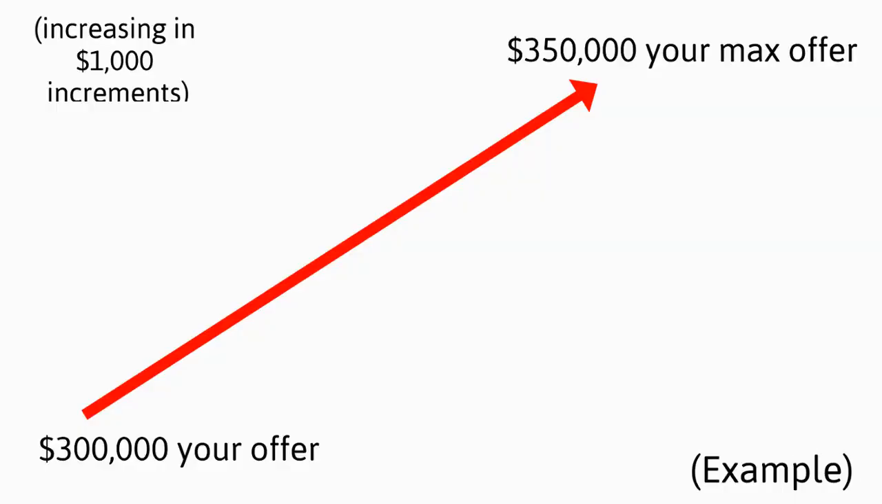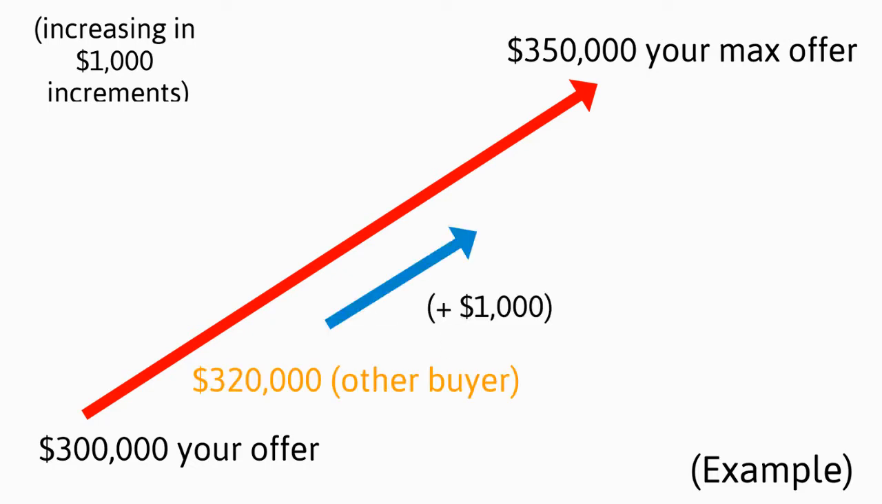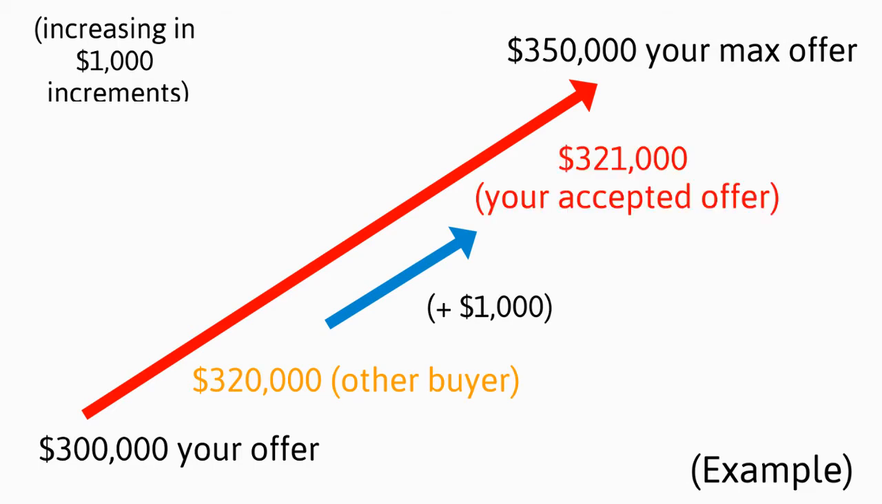So say someone is offering $320,000. And you're increasing in $1,000 increments, then your offer would be $321,000, and then it would stop. So it basically protects you. Your offer would be accepted at $321,000, and you're saving this much, and you didn't have to go to $350,000.